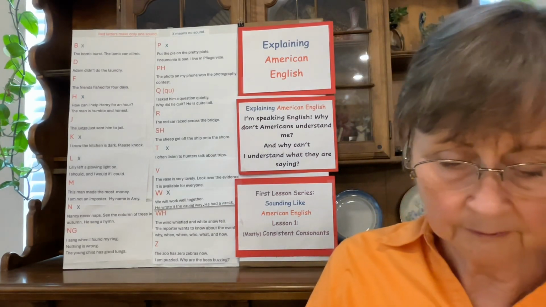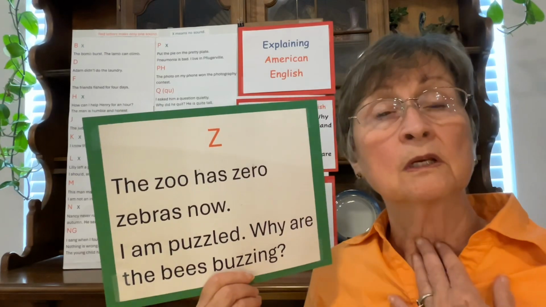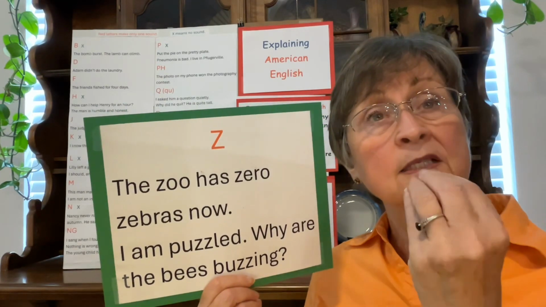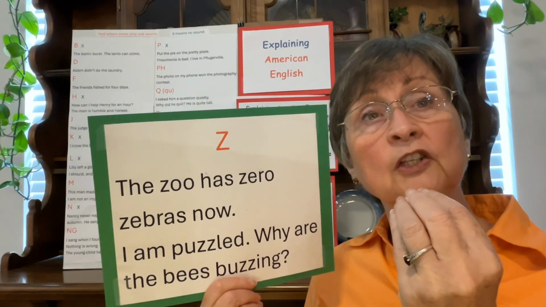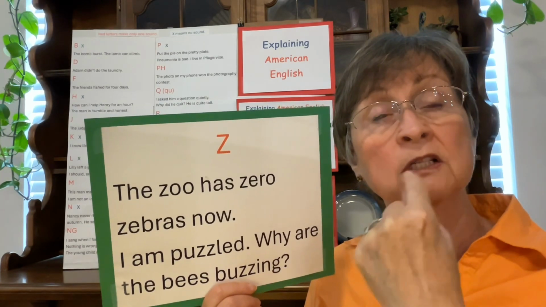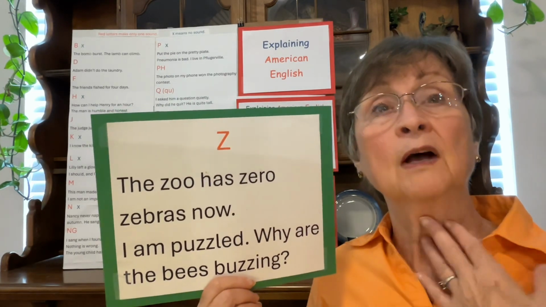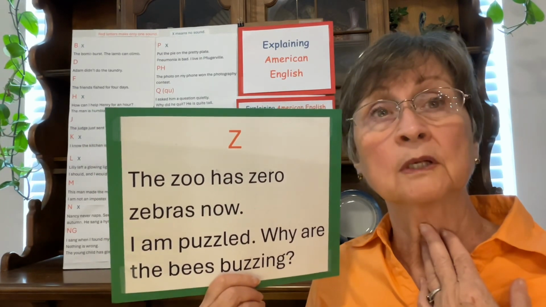Z. Z vibrates. It barely lets any air get out. The tongue is trying to stop it, but right in the middle, the air is leaking out. Z. And it vibrates. Very important that it vibrates.